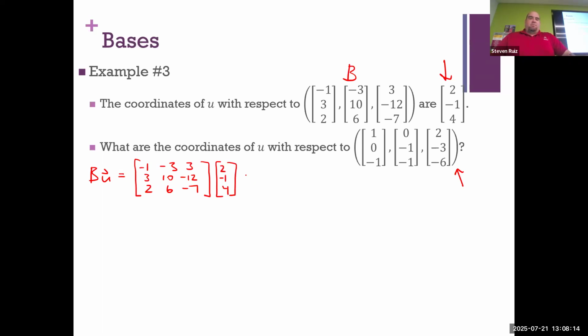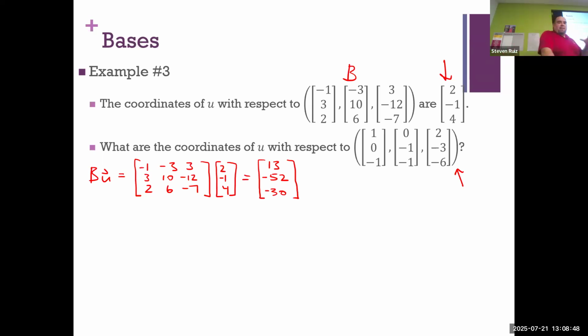And if I do this multiplication, what do I get? -2 plus 3 plus 12. 13. 6 minus 10 minus 48. Minus 52. Stop me if you disagree. 4 minus 6 minus 28. I believe that's what that multiplication gives.